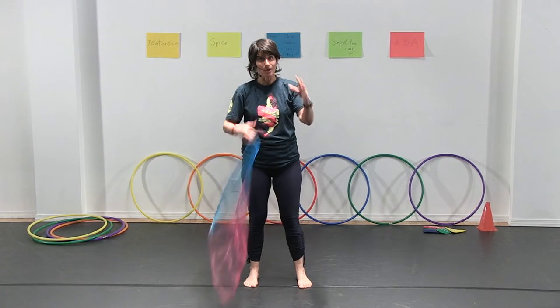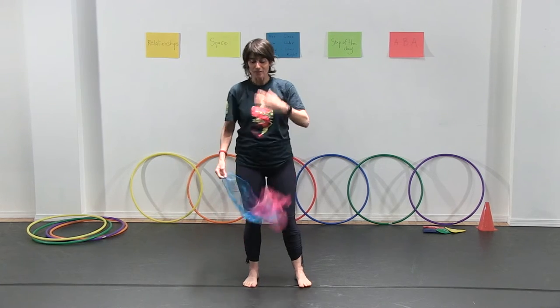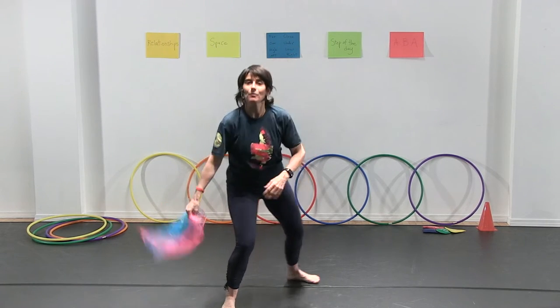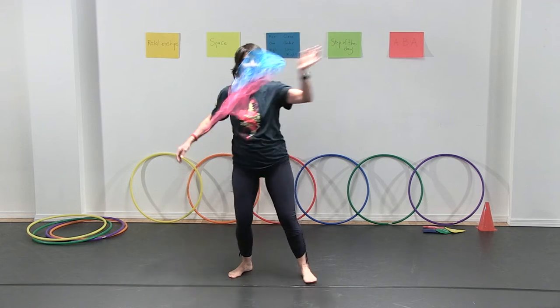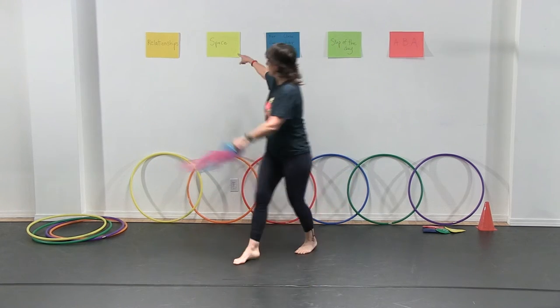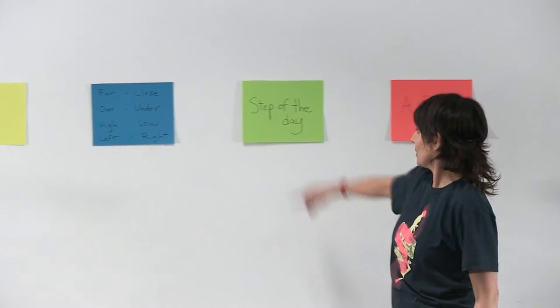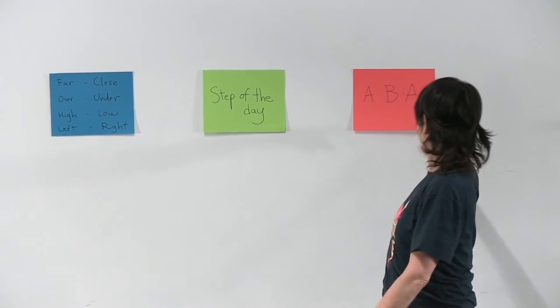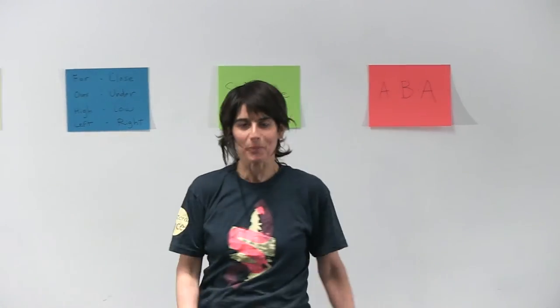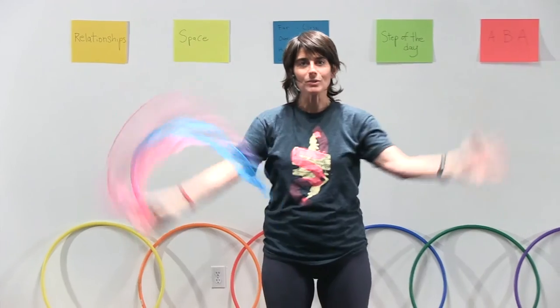It's how two people, two objects, two ideas can connect together, or any of the above mixed together. So here's me and here's my object, and we can play with that. Okay, I'm going to introduce you to our space, how we're going to play and dance different relationships. I'm going to teach you the step of the day, and we're going to create a bit of choreo.